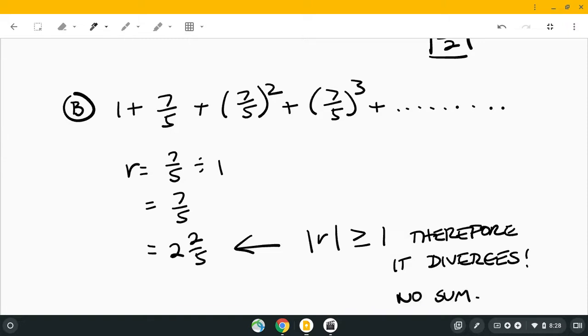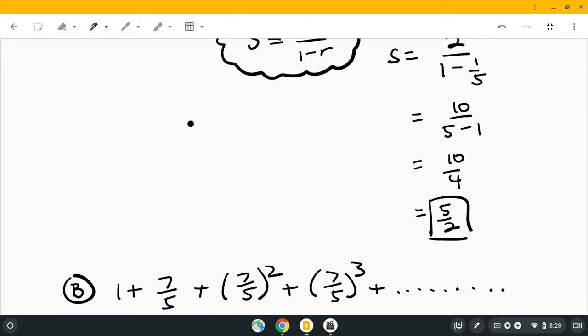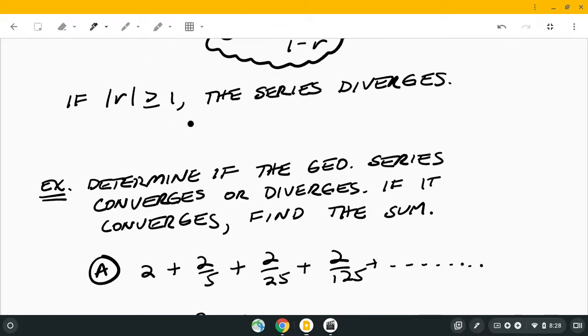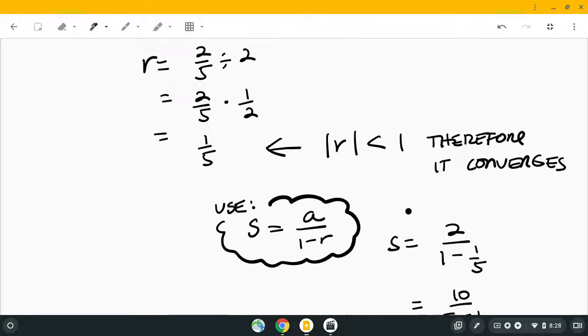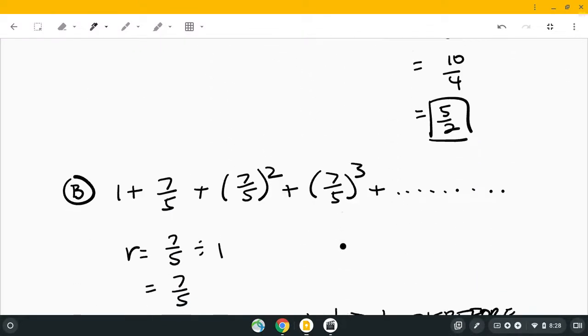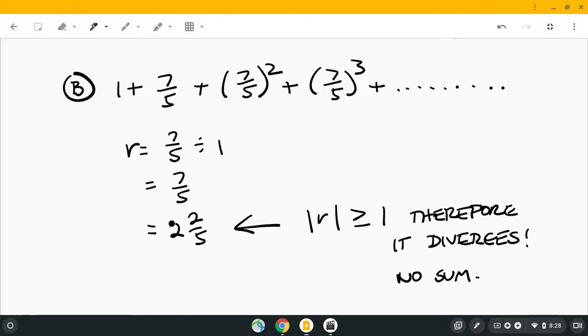Because it says so here: if the absolute value of R is greater than or equal to 1, and 2 and 2/5 is greater than or equal to 1, the series diverges, and there's no sum. So 2 and 2/5 is greater than or equal to 1, therefore it diverges. There is no sum. All right, so that is it.